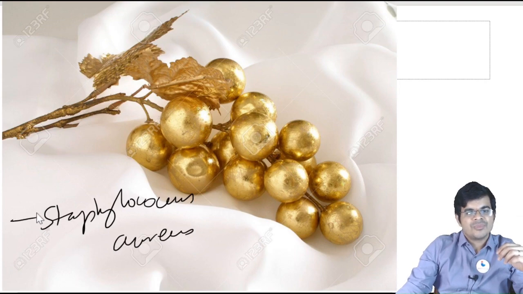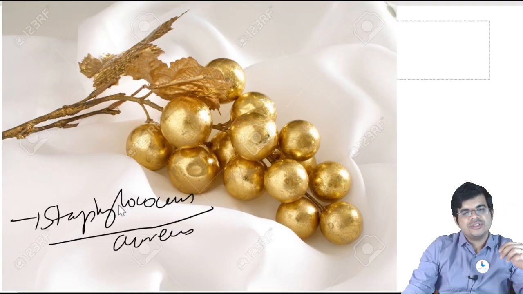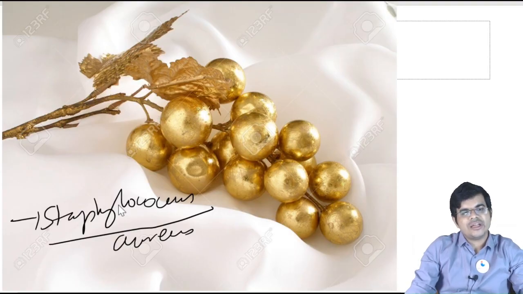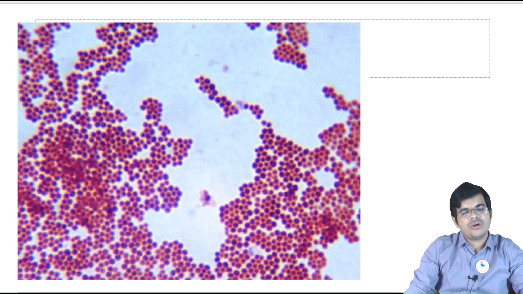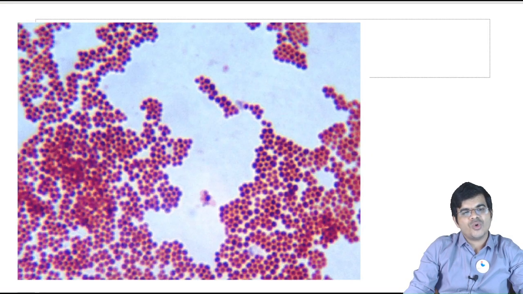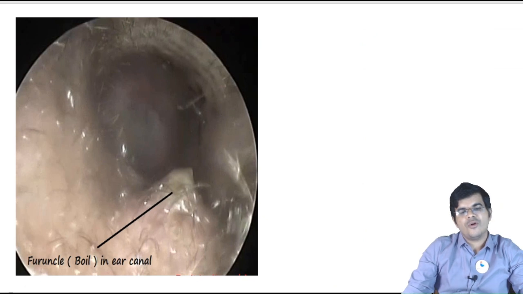because Staphylococcus means similar to a bunch of grapes. Okay, Staphylo means grapes. Okay, so this Staphylococcus, it resembles a bunch of grapes, and it has got the name aureus. Aureus means gold. Okay, gold. And the Staphylococcus aureus is the thing which causes a furuncle or boil in the external aortic canal, isn't it? Furuncle or boil in the external aortic canal.